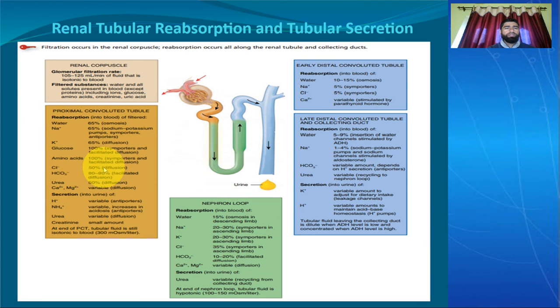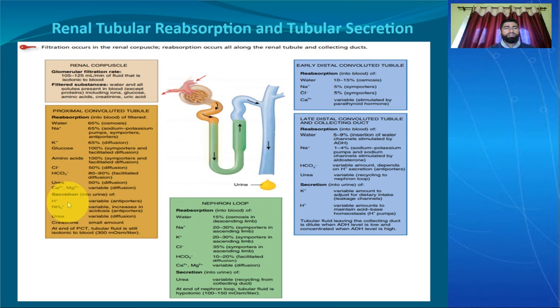Chloride ion about 50% is reabsorbed through diffusion. Bicarbonate 80 to 90% is reabsorbed through facilitated diffusion. Urea about 50% diffuses back into the blood. Calcium and magnesium also diffuse in variable amounts. Secretion also happens here, not only reabsorption.